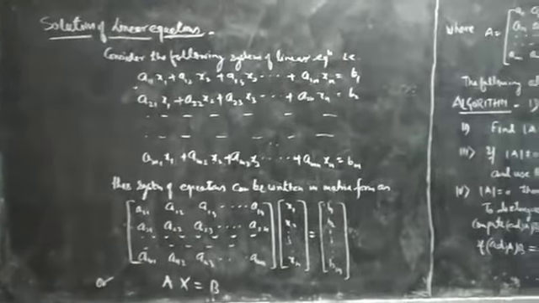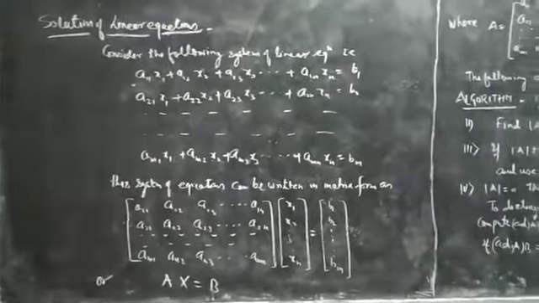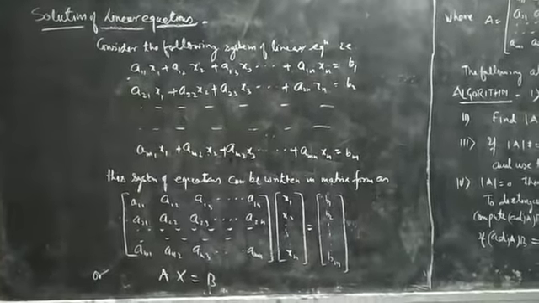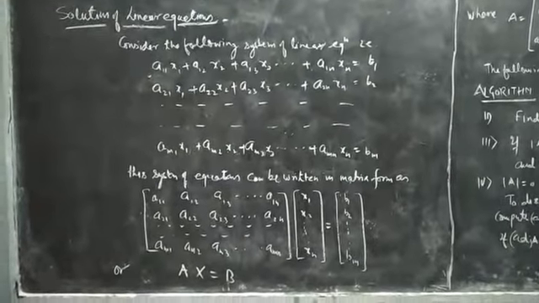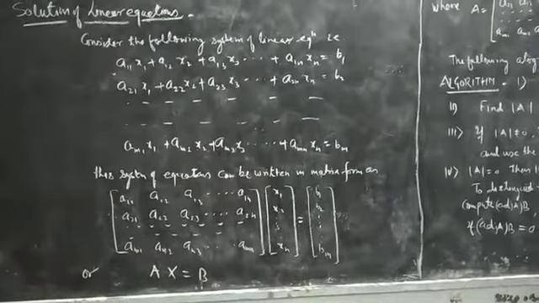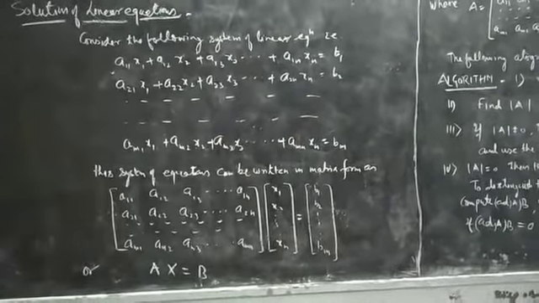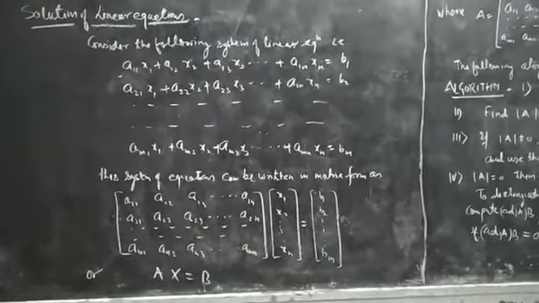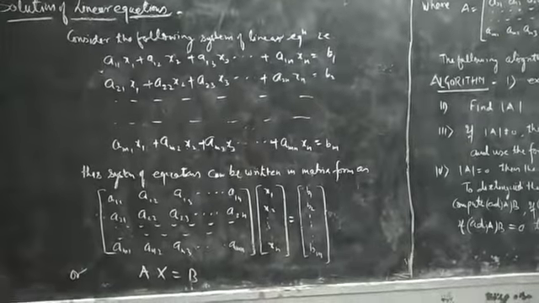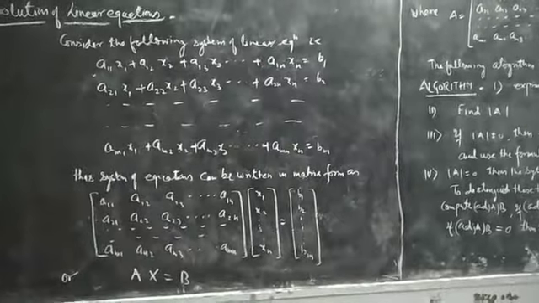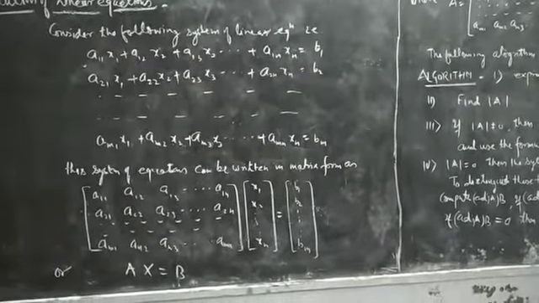This system of equations can be written in matrix form as the matrix with rows a11, a12, a13 and so on, a1n; a21, a22, a23 and so on, a2n; and so on; am1, am2, am3 and so on, amn. This is equal to A, and x1, x2, x3 and so on, xn is equal to X, and b1, b2 and so on, bm is equal to B.